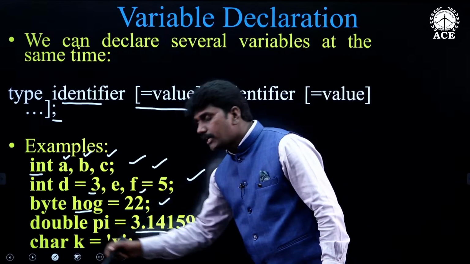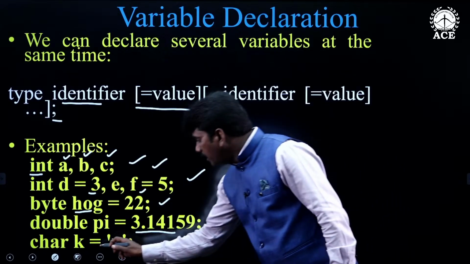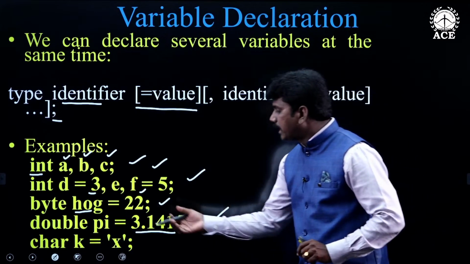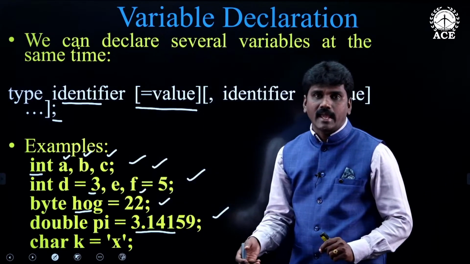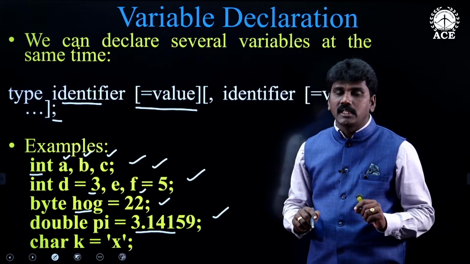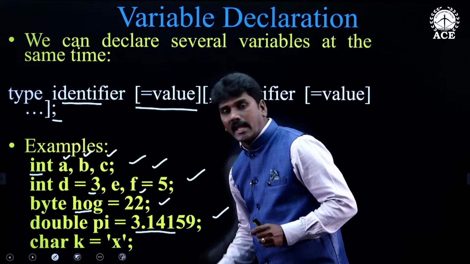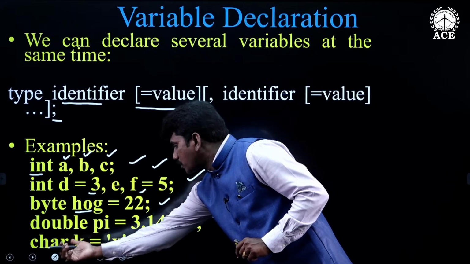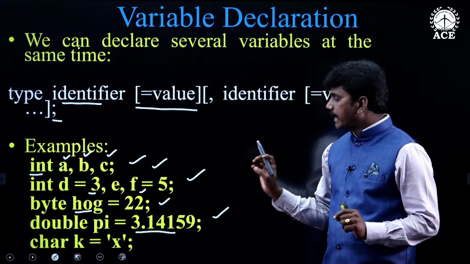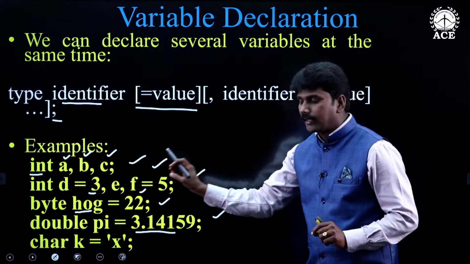And the last one, if we observe, one variable we have taken, the variable name is k, of which type? Character type, so that it can hold values of character type. Characters are enclosed in single quotes. That's why x is enclosed in single quotes. So char k = 'x'. Here x is a character stored in the variable k of character data type.